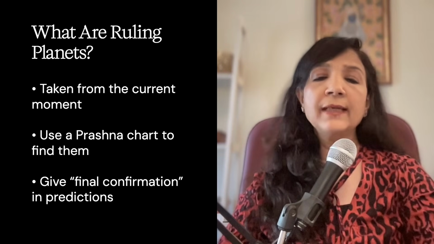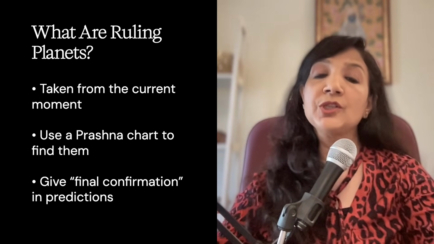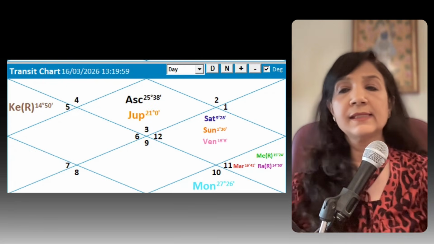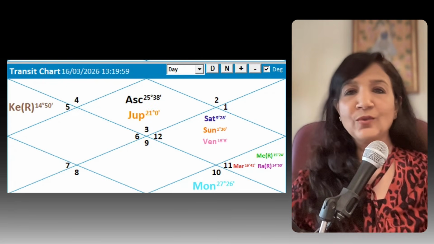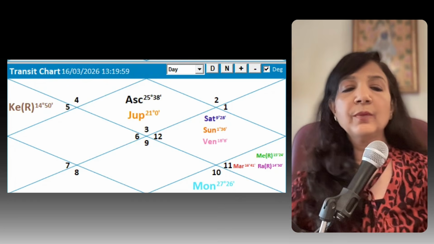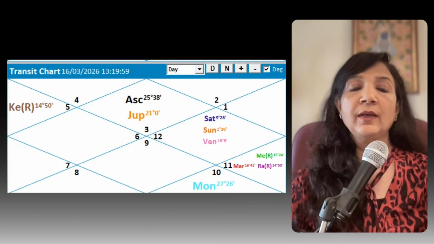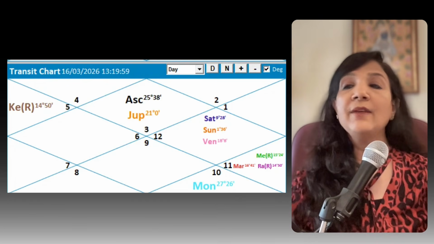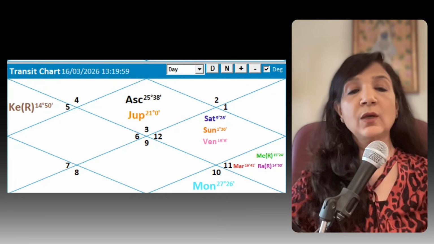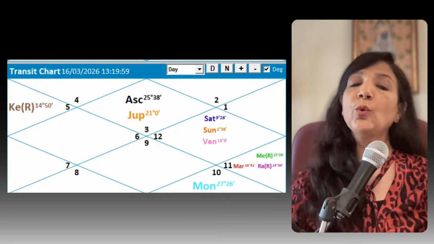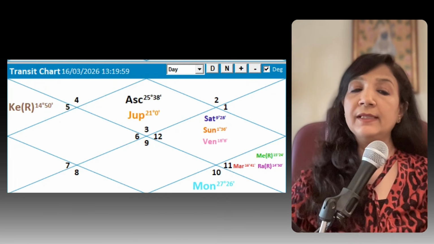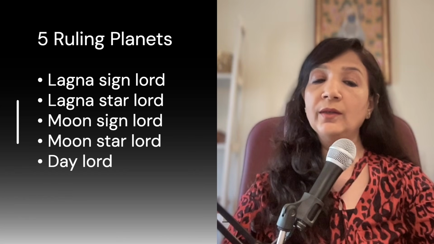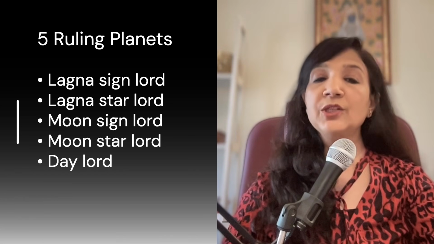Now to find ruling planets, simply create a Prashna chart of the current moment. For example, today is 16th March 2026. So we will create a Prashna chart like this. As you can see, this is a Gemini Lagna, and we have to find out the ruling planets. What we will do is, we will note down 5 planets. First step, you have to see the Lagna sign lord. Lagna sign lord is Gemini.